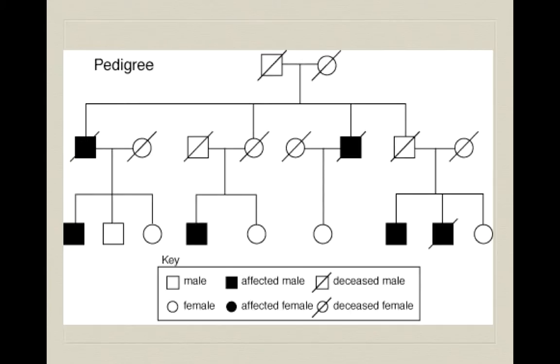The lines crossed through them means that they are deceased, so looks like only the last generation exists in this case. Everyone else is deceased. But these can be great for finding out how a trait is inherited. Looks like this may be sex-linked because mainly the males are affected by this and not so much the females.